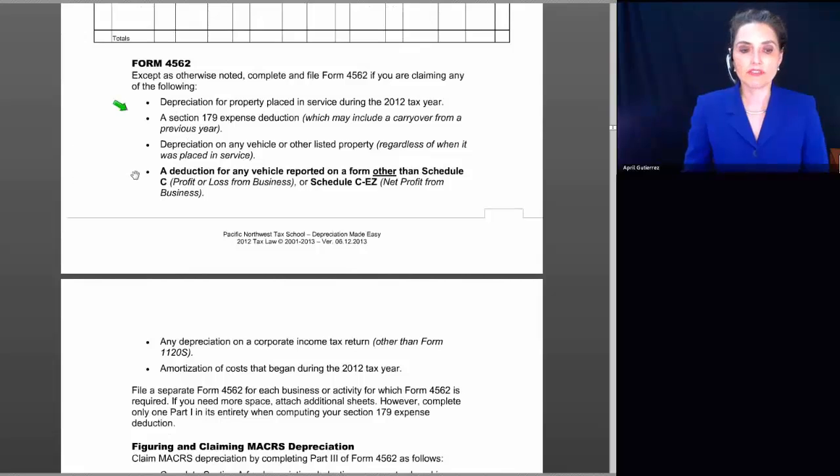The only exception to that is if you have a business that had no new assets placed in service during the year and that business is filing Schedule C. Then it can just keep a depreciation schedule and put the calculated depreciation directly onto Schedule C. But if the small business filing Schedule C has any listed property, then 4562 is required. And you might be asking yourself, what's listed property? It's coming. I'll explain that to you.